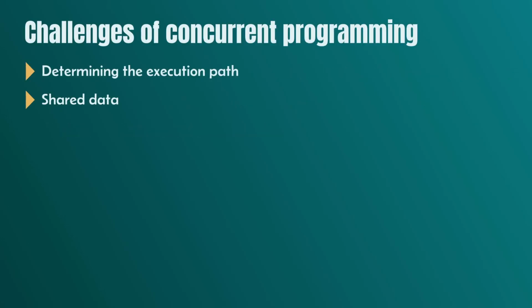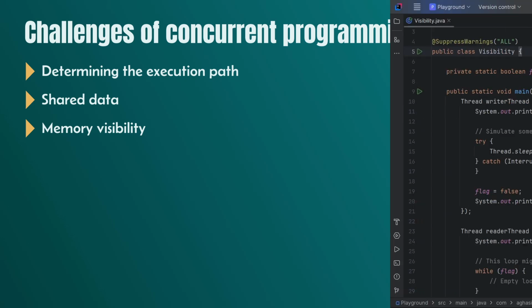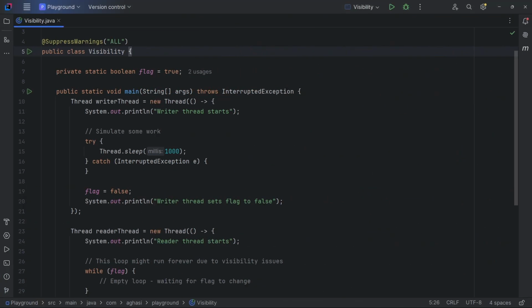After addressing the issue of shared writable data, one might assume that problems only occur when multiple threads update the same variable. However, that's not the case. Another issue called memory visibility can arise even if only one thread updates a variable and others only read it. Let's explore this issue with an example.